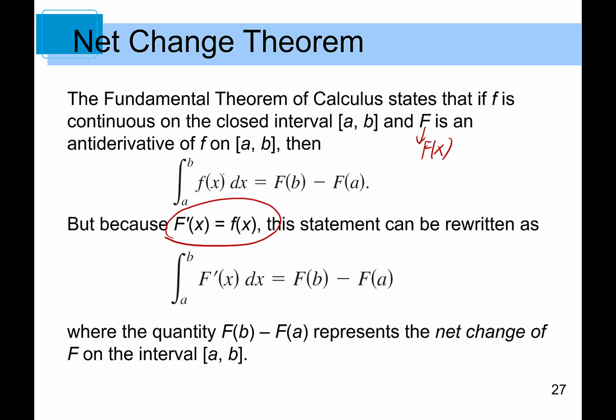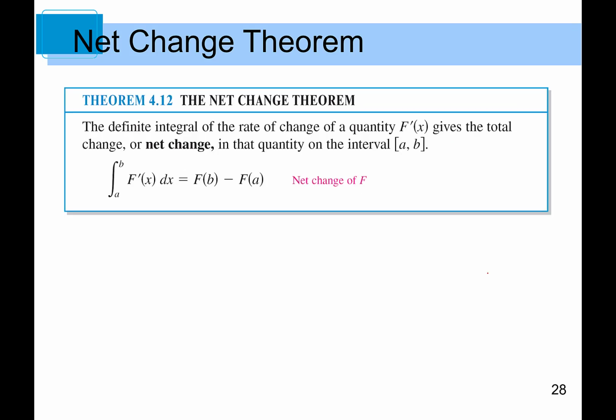Since lowercase f of x equals F prime of x, you can just change this to F prime of x, so you end up with the same answer. And this is how the net change theorem was developed. Okay, so the definite integral of the rate of change of a quantity, F prime of x, gives the total change, the net change, in that quantity on the interval a comma b. So the definite integral of F prime of x with respect to x from a to b is equal to F of b minus F of a.